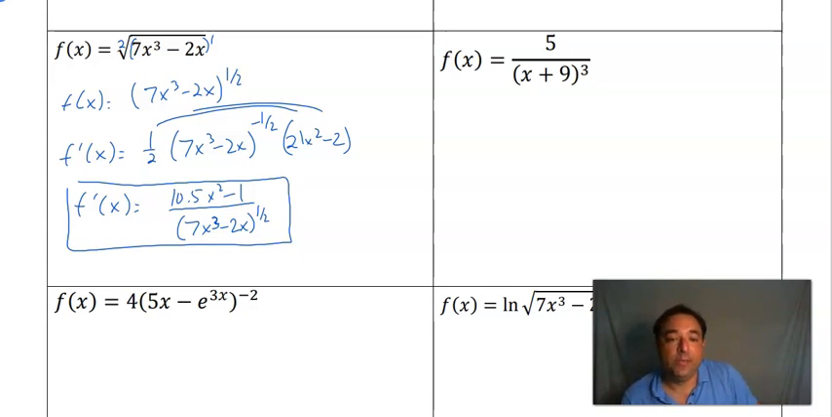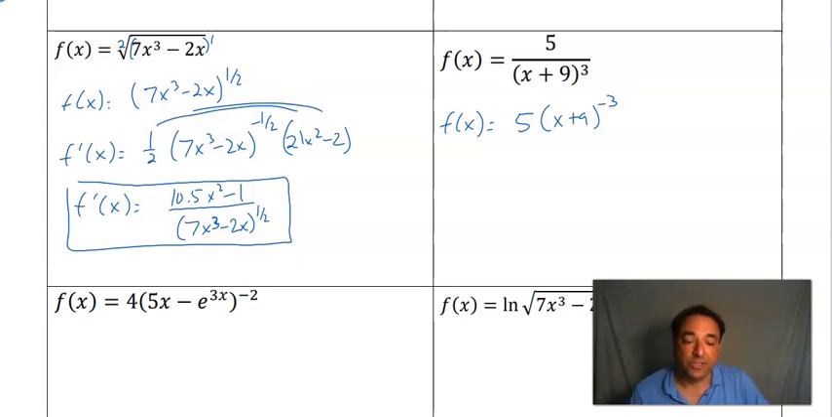Okay? Same thing with the next one. With the next one, we're going to rewrite it. Notice it's not the derivative, just a rewrite. But see how it's 5 over x plus 9 to the 3? Well, using our exponent rules, we can move that x plus 9 up, but then instead of a positive 3, it becomes a negative 3. So that's just a rewrite.